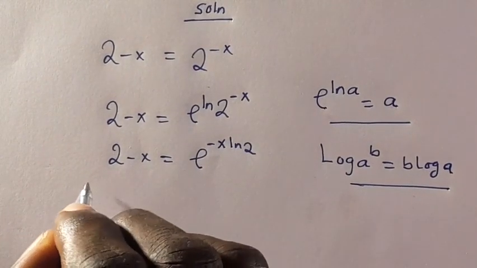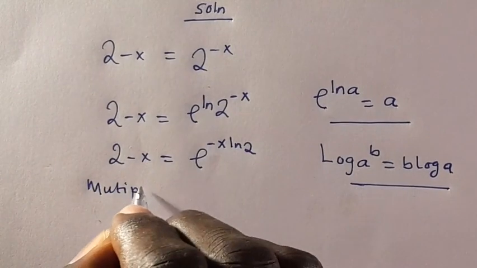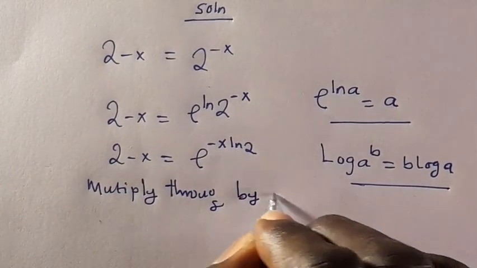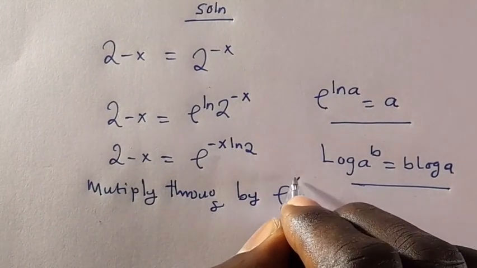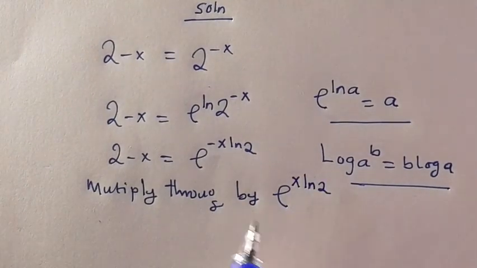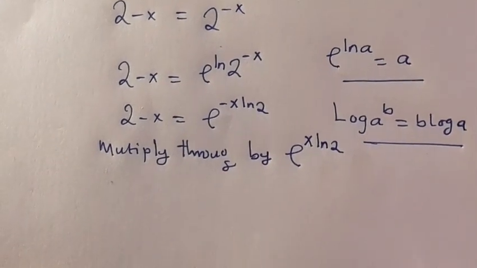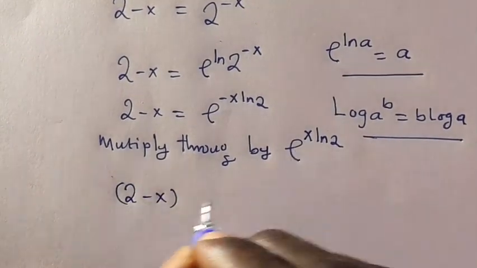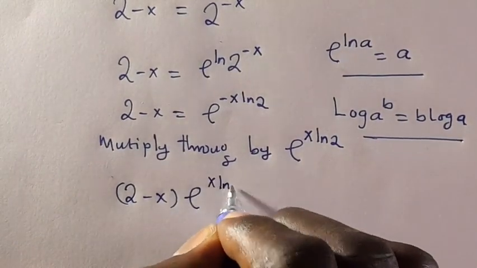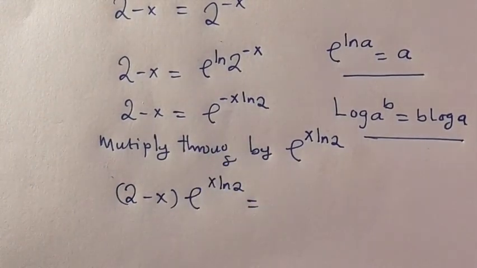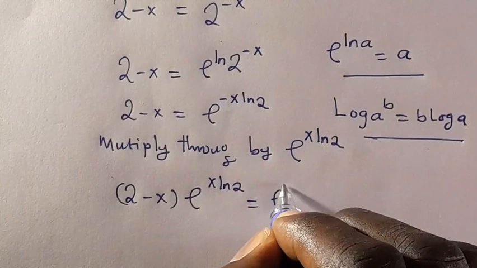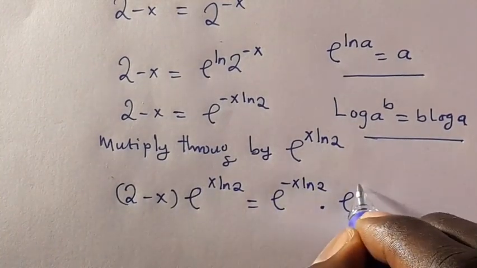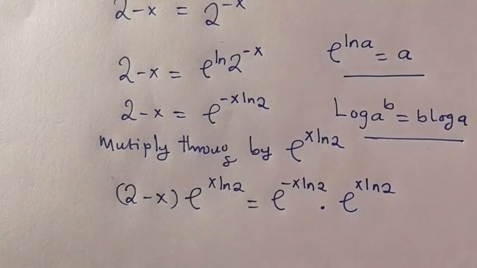Now, let us multiply through by e raised to x ln 2 in order to do some manipulation. When we multiply through by this, we get 2 minus x multiplied by e raised to x ln 2 equals e raised to minus x ln 2 multiplied by e raised to x ln 2.